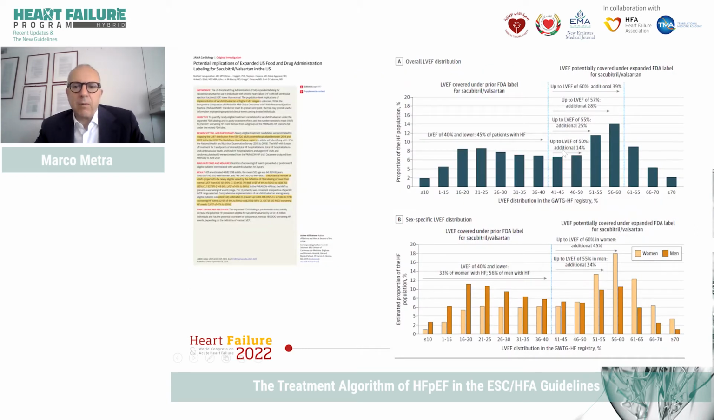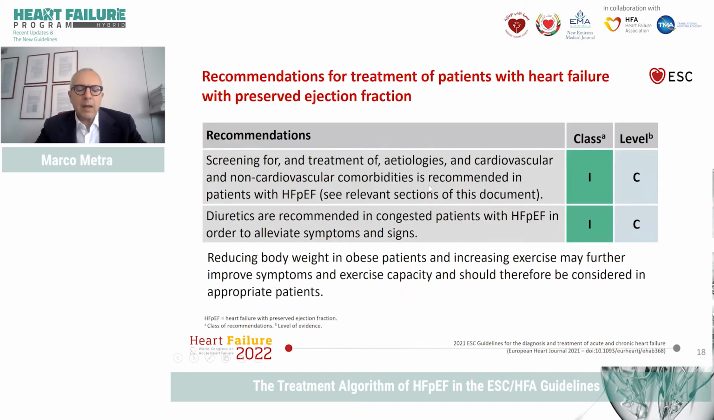This is, however, a meaningful proportion of the patients with heart failure. This is an analysis from a US registry showing that approximately 15–25% of all the patients admitted for heart failure have an ejection fraction in the range between 40 to 51–55%. What about the patients with preserved ejection fraction?